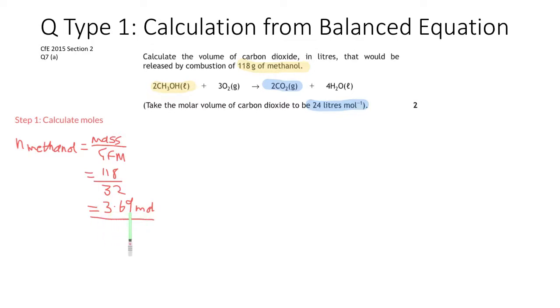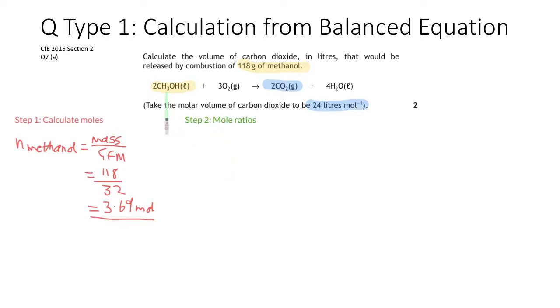I've rounded on the page to 3 sig figs because the mass of methanol was given to 3 sig figs. I have not rounded in my calculator. You should never round in your calculator until the final step. Keep the number in your calculator.